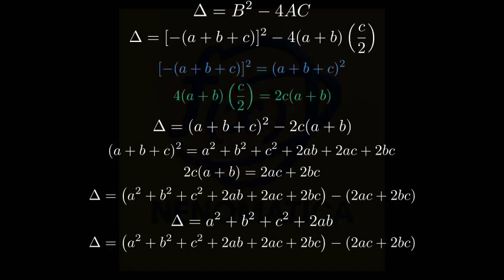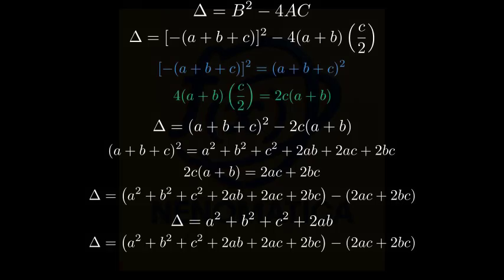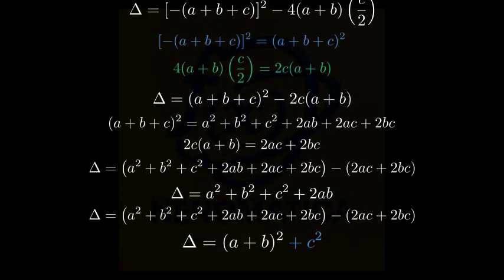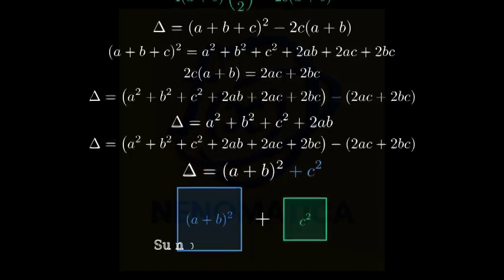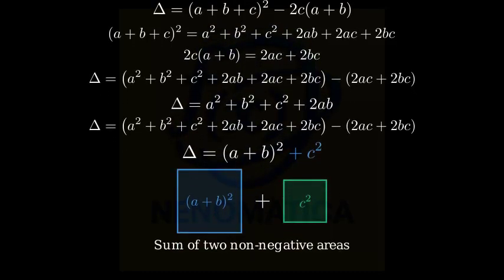Now group the first, second, and cross term to form a perfect square. We can write delta equals (a + b)² + c². To build intuition, think of these as areas of two squares, one with side a + b and one with side c. Areas are never negative, so their sum is non-negative.